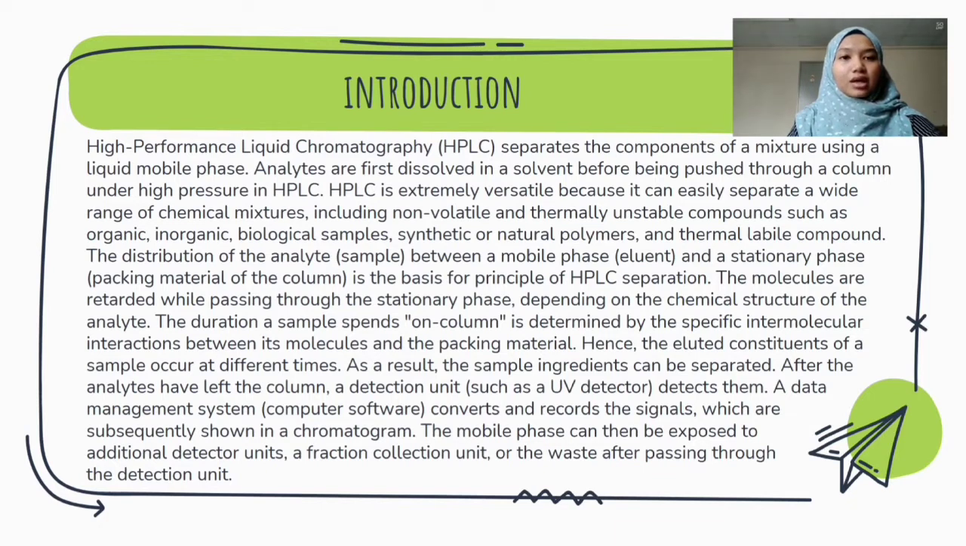After the analytes have left the column, a detection unit such as a UV detector detects them. A data management system computer software converts and records the signal, which is subsequently shown in a chromatogram. The mobile phase can then be exposed to additional detector units, a fraction collection unit, or the waste after passing through the detection unit.